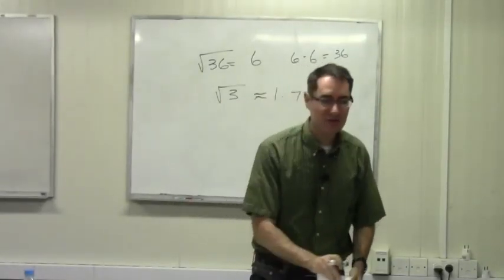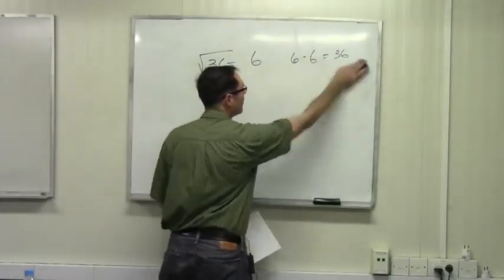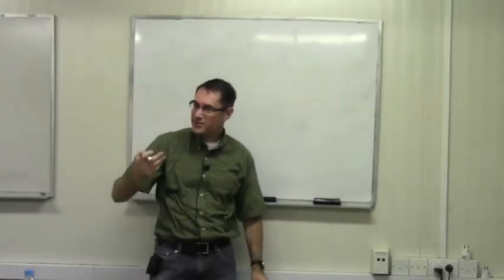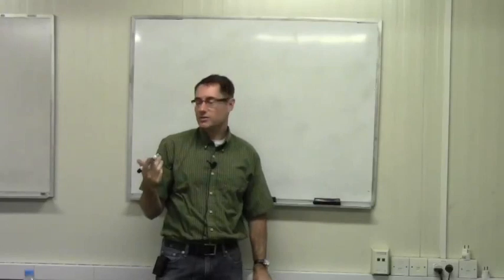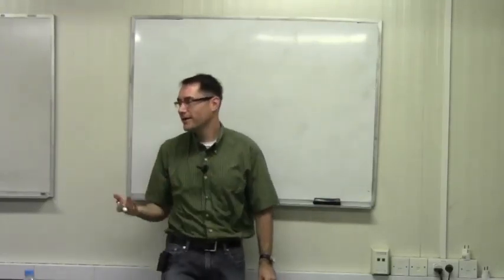Anybody know why they're called square roots? Why square? A number squared is a number times itself. That's kind of a tautological definition, right? It's kind of like you're saying, well, it's called square because we call it square, right?